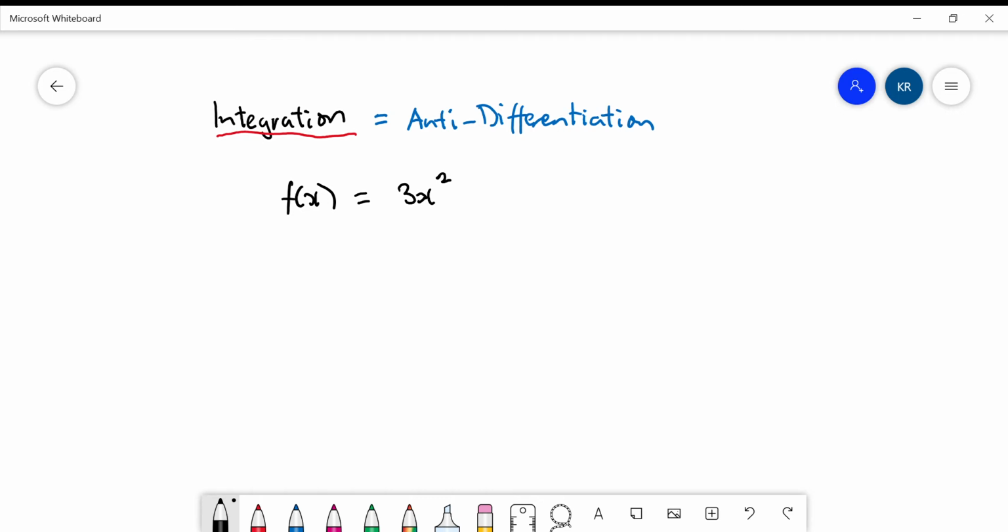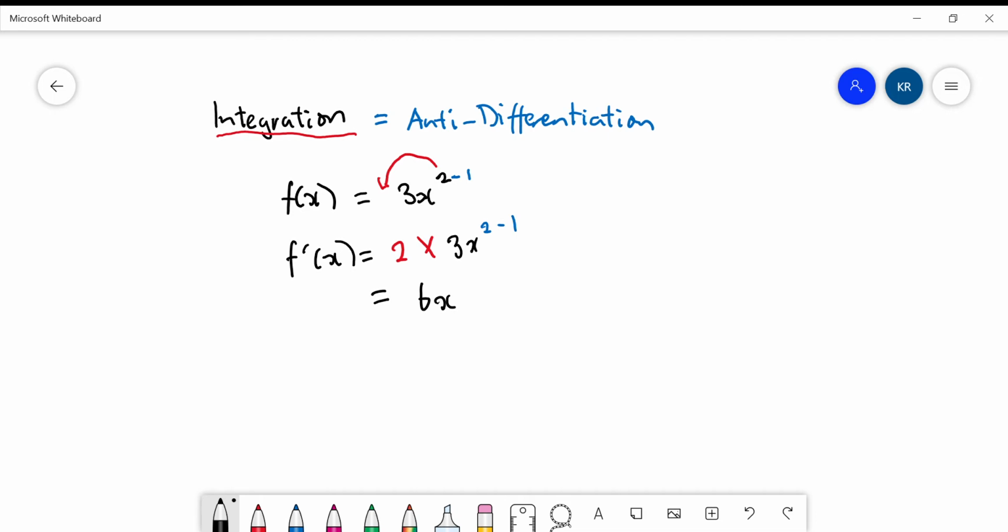Now, if we differentiate this, what we usually do is we bring the power down and it reduces by 1. So this is what we'll get: 2 times 3x to the power of 2 minus 1 when we differentiate, and this is equal to 6x.